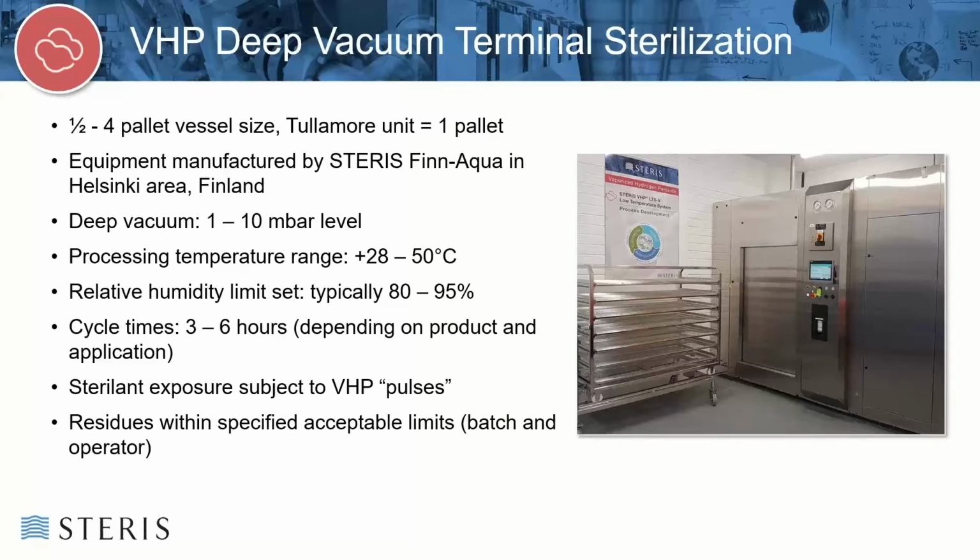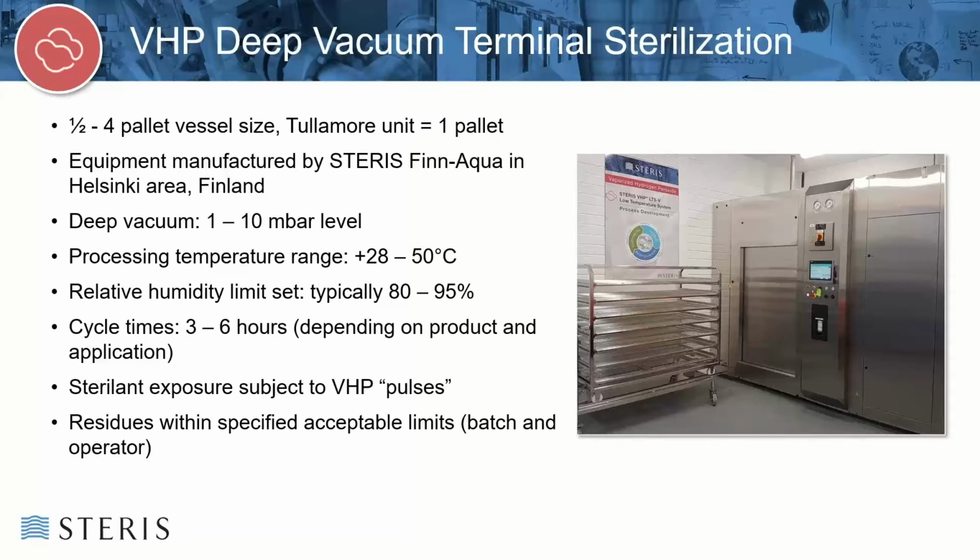So the thing with these is that they're much smaller than you might see with an ethylene oxide cycle. We're never going to have a 16 or 32 pallet VHP chamber, but there are other ways of counteracting that.